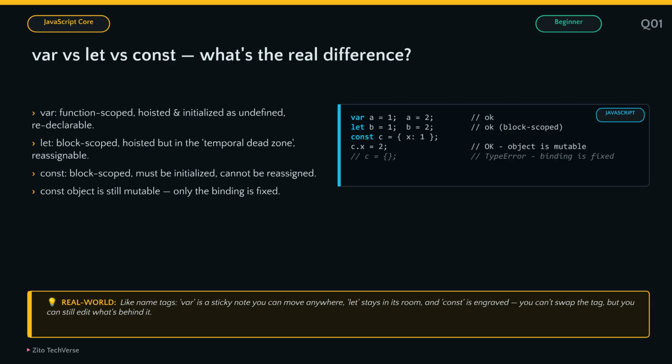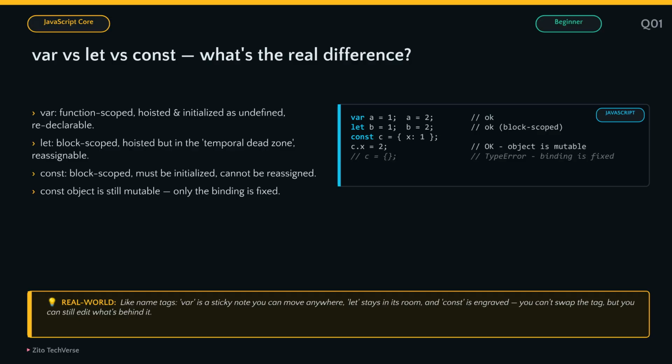What's the real difference? Let's start with the absolute basics that still trip people up. Var is function scoped and hoisted as undefined, which causes surprising bugs. Let is block scoped and lives in the temporal dead zone until declared, so you can't use it early. Const is also block scoped, but can't be reassigned.